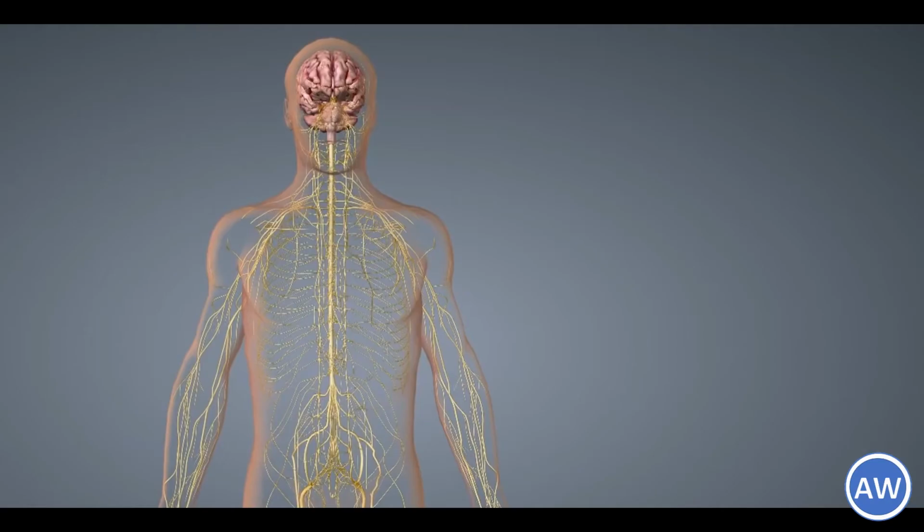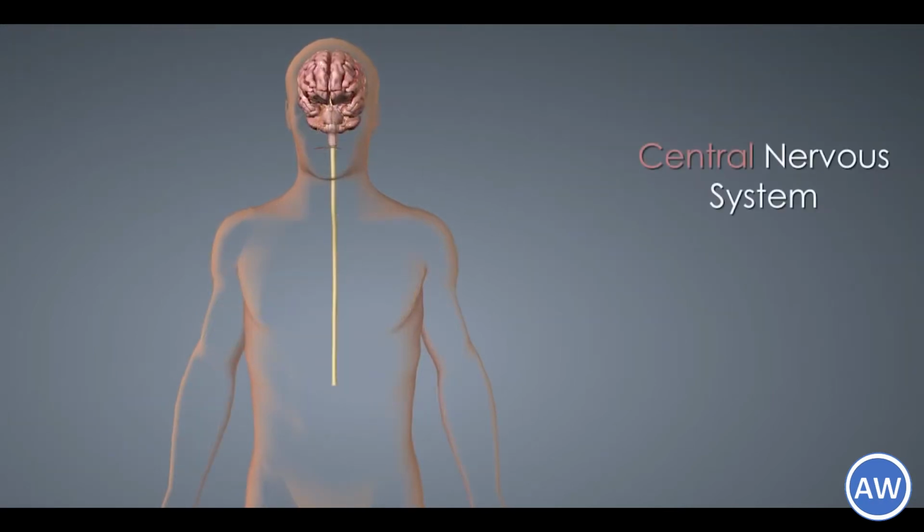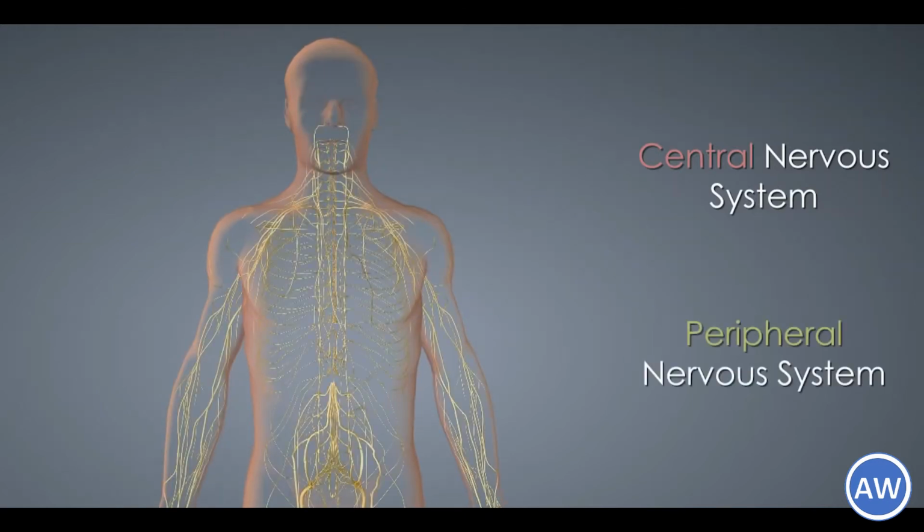Anatomically, the nervous system can be divided into two parts: the central nervous system, which consists of the brain and the spinal cord, and the peripheral nervous system, which includes all the neuronal tissue outside the central nervous system, such as the cranial nerves, the spinal nerves, and ganglia associated with them.